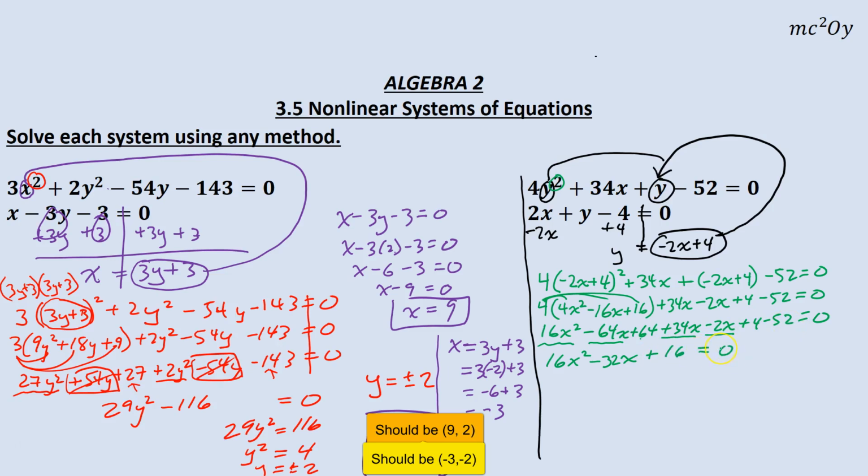All equals 0. Then I look at that and I'm like, hey, I can factor out a 16. So 16 times x squared minus 2x plus 1, excuse me.